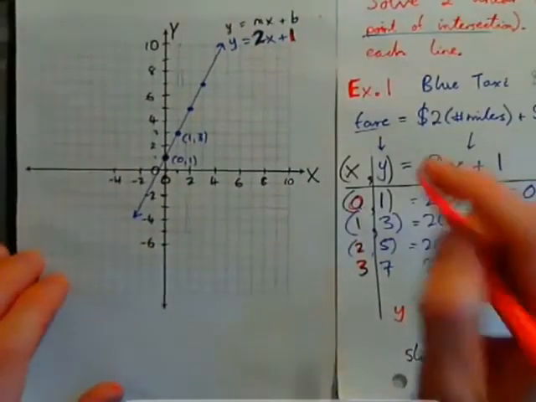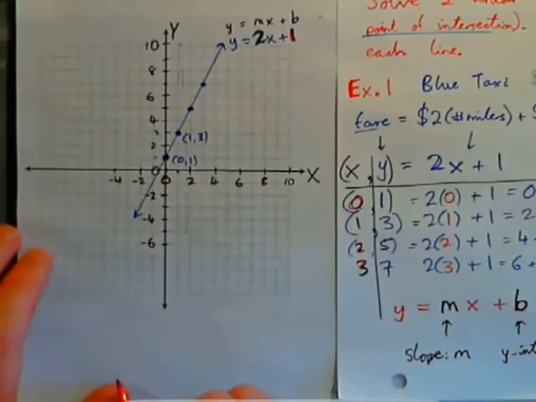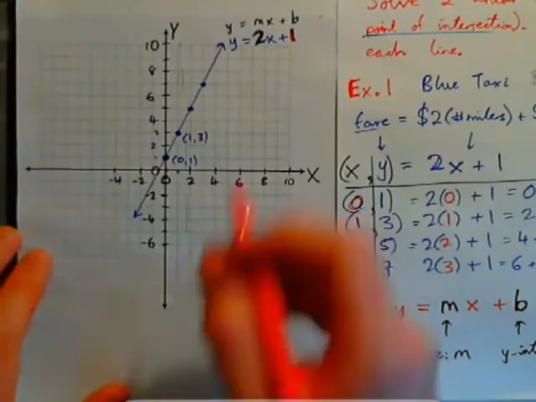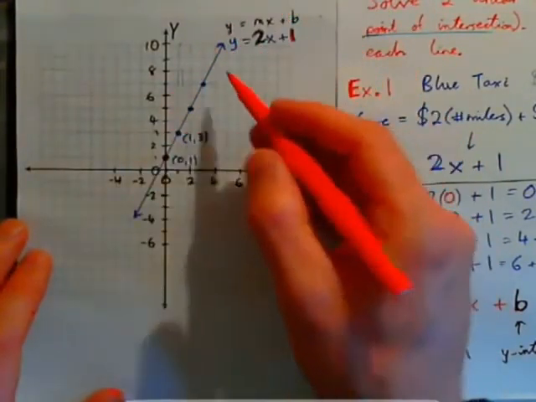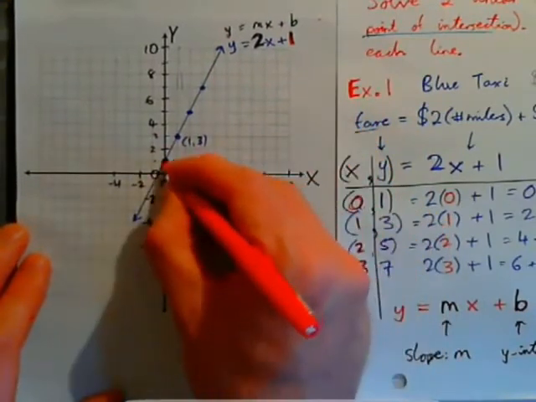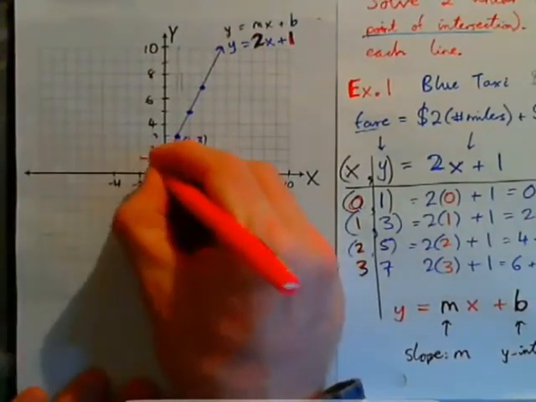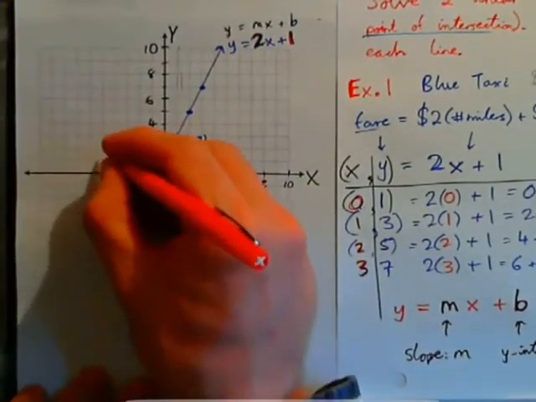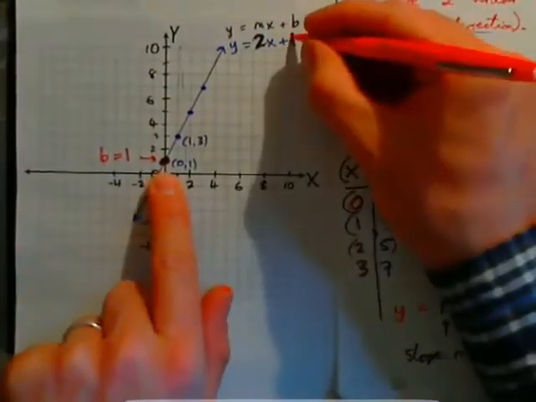Now, look at the blue line. Where does the blue line hit the y-axis? Where does it intercept the y-axis? It intercepts it here, doesn't it? What point is that on the y-axis? That is the point 1. So we can see clearly that the y-intercept b is equal to 1, and 1 is here.